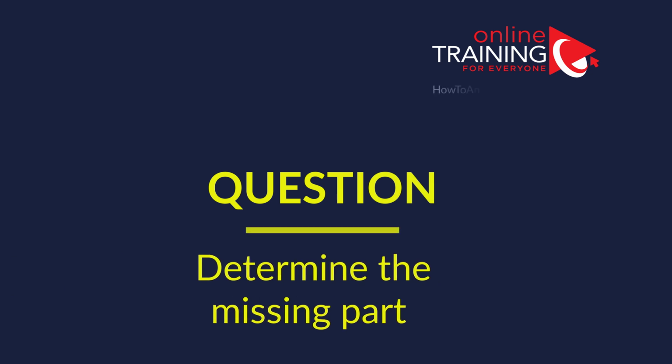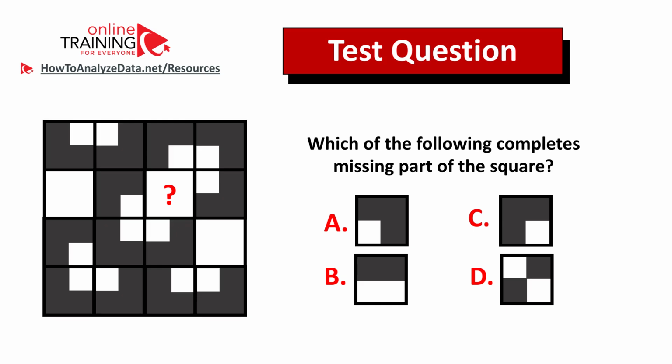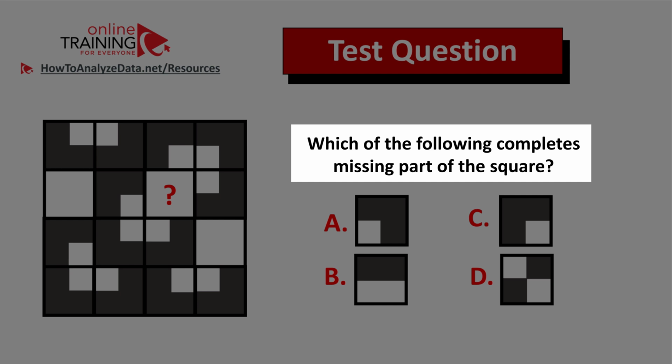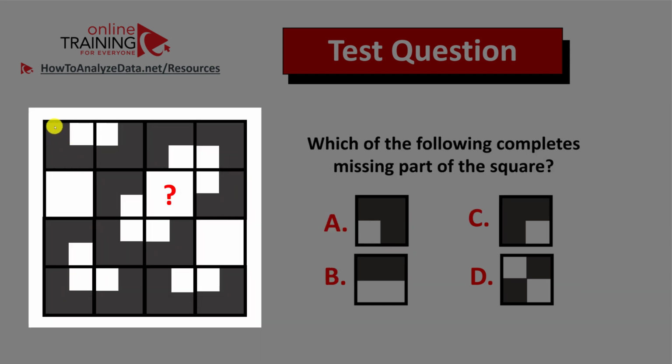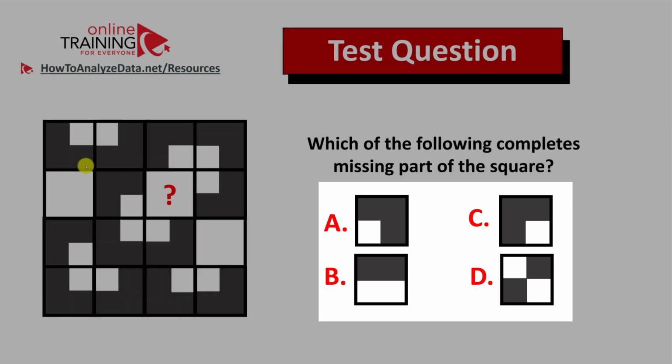Let me share with you a tricky question which tests your pattern recognition and visual reasoning skills. Which of the following completes missing parts of the square? And you're presented with the 4x4 square, which contains different smaller squares inside, and 4 possible choices. Choice A, B, C, and D. Do you recognize the pattern?